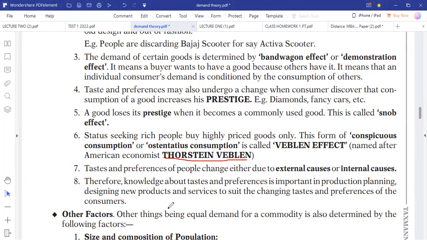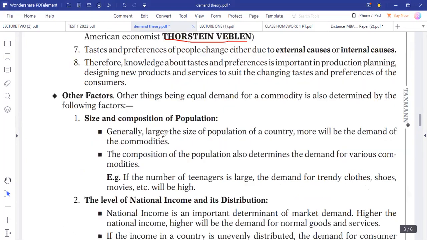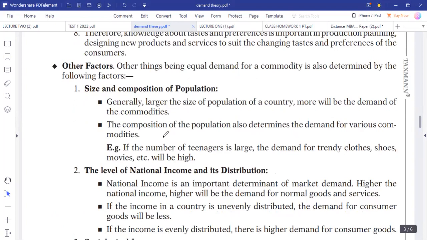Of course, there are other effects that may be internal or external, but the fact is that taste really is a factor that affects your demand for particular commodities. So other factors that we could look at are the composition and the size of the population. Sometimes even a larger population could have low demand, but the composition would be who is there. For instance, teenagers would go for a particular kind of music and clothes. Sometimes the old age would go for a particular kind of what? Demand. All right. Of course, generally, the larger the population, the higher the demand.